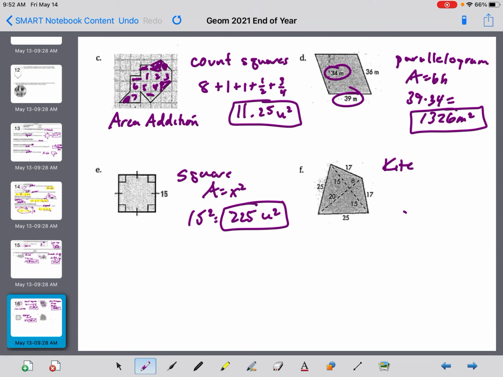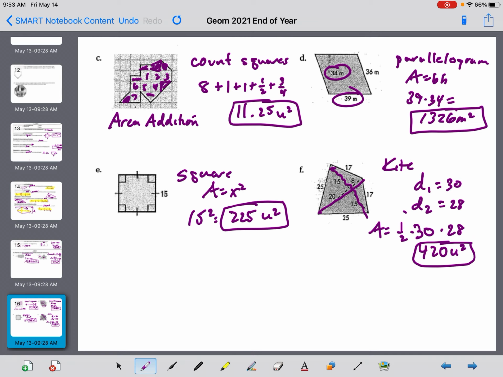This one's a kite. So this diagonal distance is 30. Doesn't matter which one you call D1, which one you call D2. This diagonal this way is 28. So the area is 1/2 of 30 times 28. So you can multiply in any order, but 1/2 times 30 times 28 is 420 units squared. So that's a kite. That's how you do a kite. Use those diagonals.